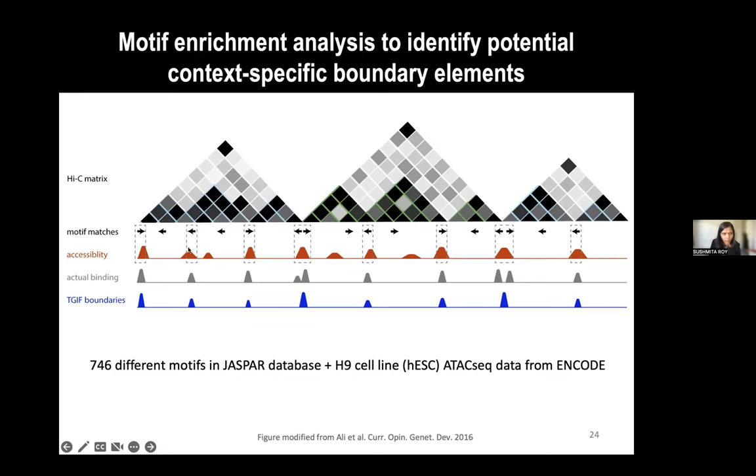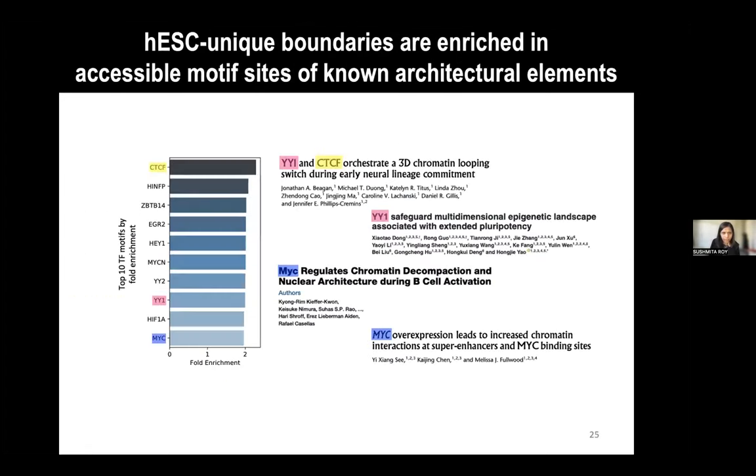And we overlapped motif binding sites with these peaks. And then we asked whether our boundaries were enriched for binding sites of different transcription factors. And this is for the embryonic stem cell state. What you're seeing is that accessible motifs for these specific transcription factors tend to be enriched in boundaries for the embryonic stem cell state. So we see things that make a lot of sense, like CTCF and YY1, and also other factors that we've seen have some kind of architectural role. We see that showing up in this system.